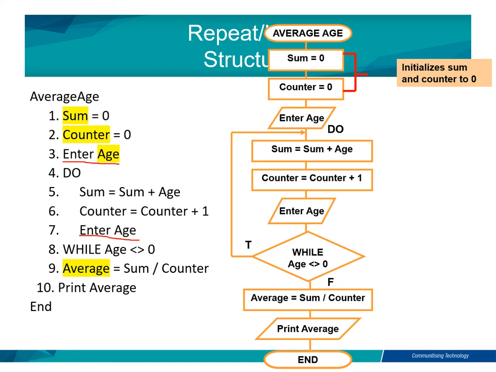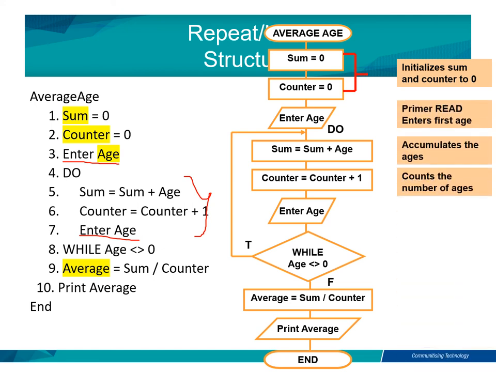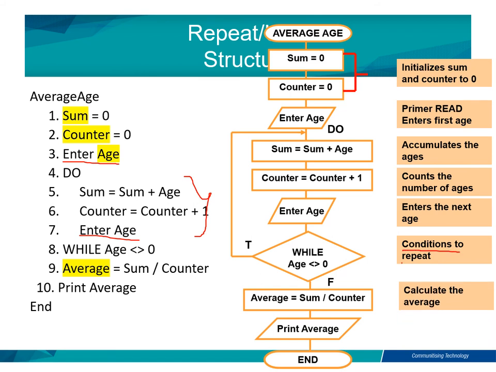First of all, we need to initialize the variables for the sum and also the counter, and then we enter age. So what happens here is that it will execute all the statements for the sum, counter, and enter age at least once before it does the checking. Compared to the while loop, in the do while the checking is at the end of the loop. So the loop will be repeated if the condition is true based on the input given in the statement.